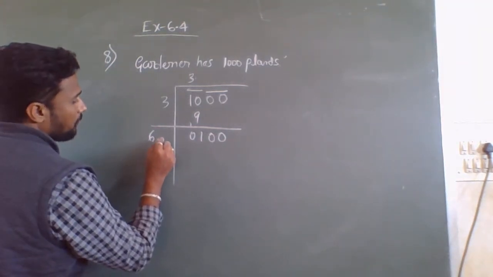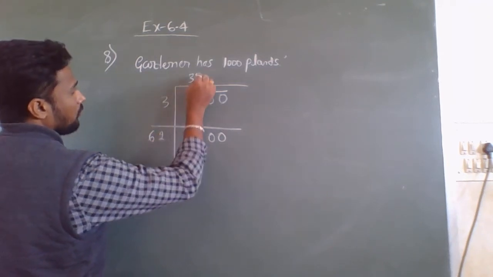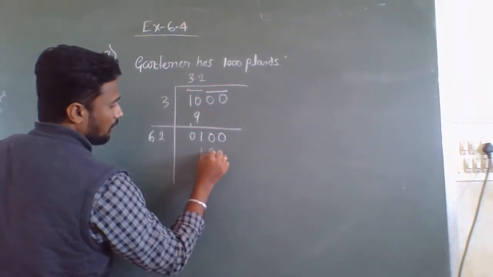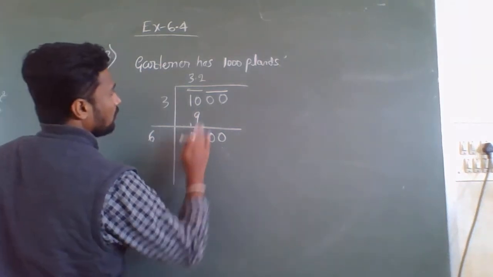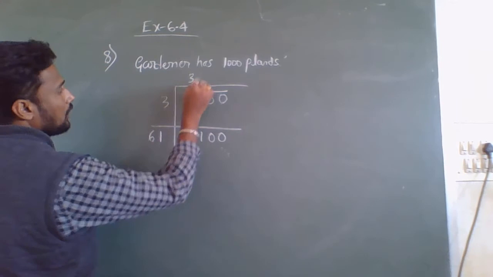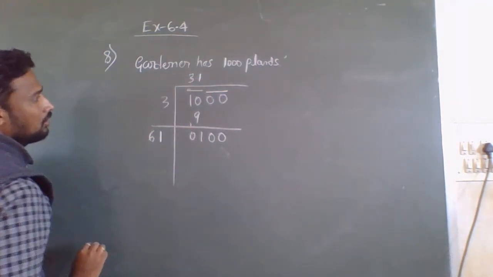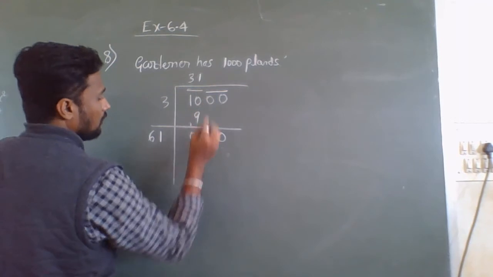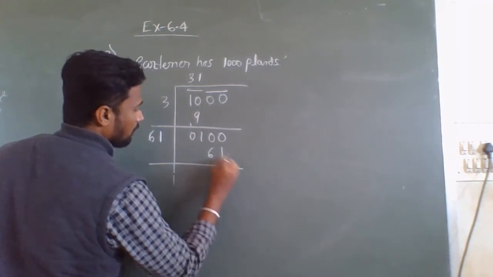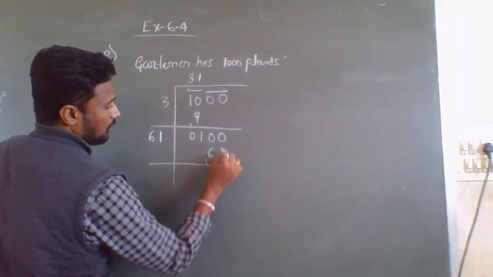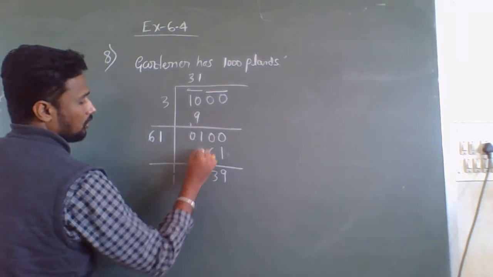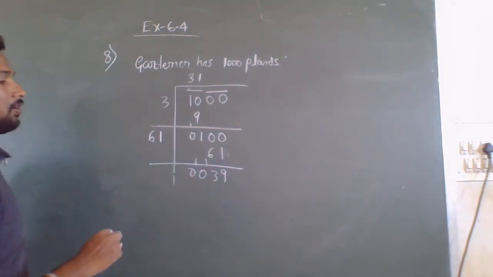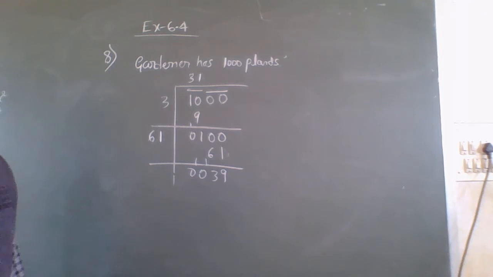If I write 2 here, what will we get? 62 times 2 is 124. This 124 is greater than 100, so I cannot consider 2. I have to write 1 only. If I write 1 here, here also I should write 1 only. 61 times 1, what will we get? 61. So 100 minus 61: 10 minus 1, 9. 10 minus 7, 3. 1 minus 1, 0. So the remainder is 39.